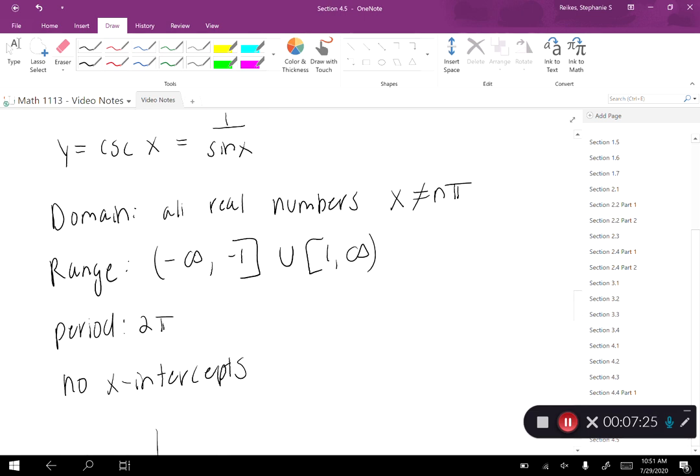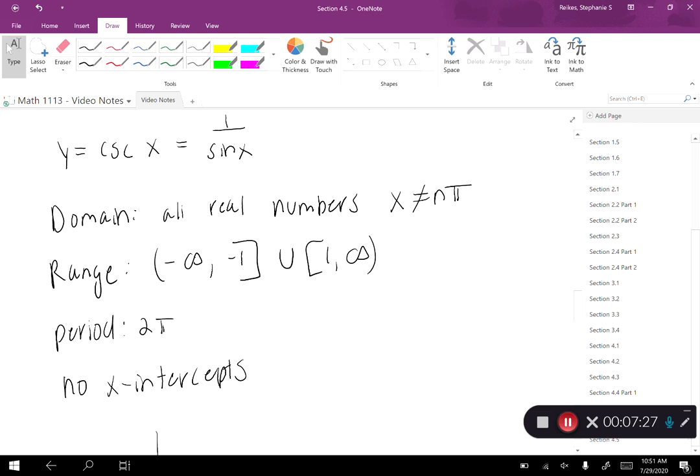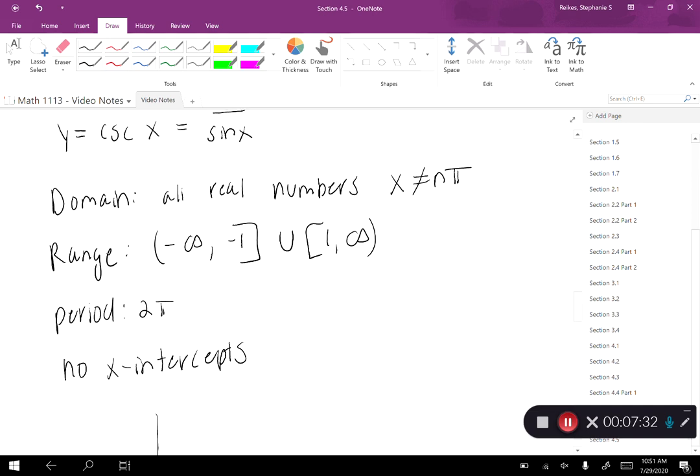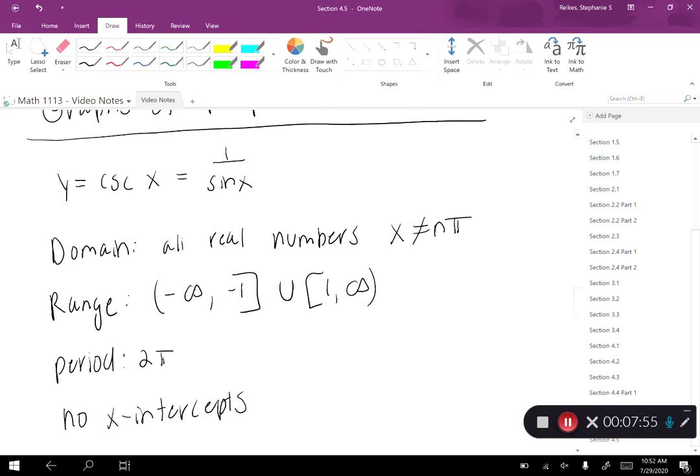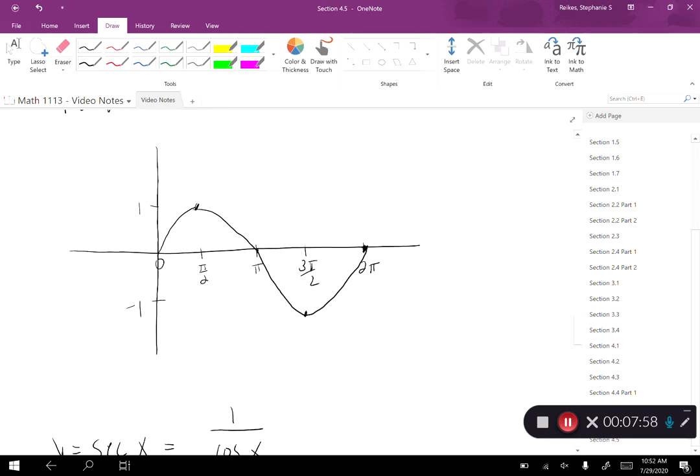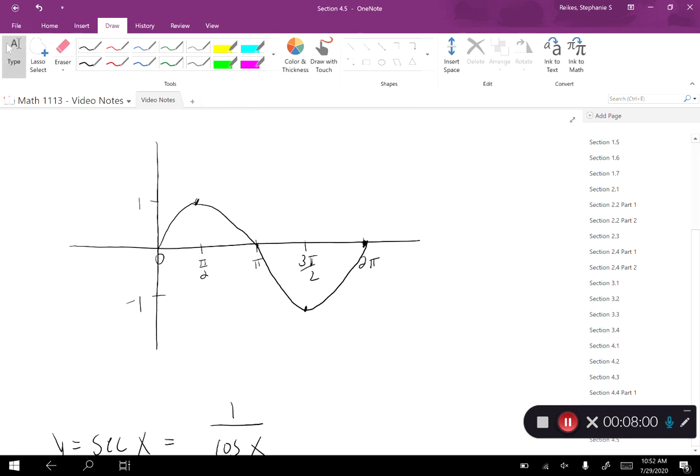The graph of the reciprocal function has no x-intercepts, so cosecant does not have any x-intercepts. Again, this is an odd function. And because the function has a denominator, that means my graph is going to have vertical asymptotes. And my vertical asymptotes will happen at x equals n pi. So the way you graph the reciprocal function of cosecant is you actually start by graphing sine x.